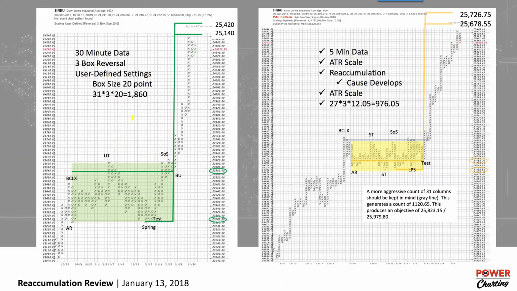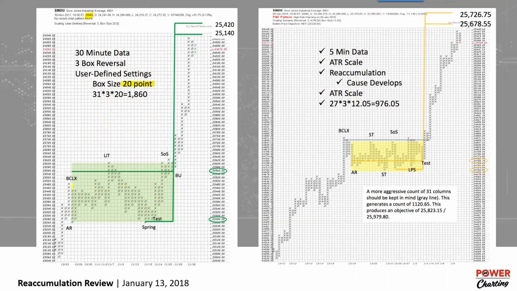Now we're into intraday data. This intraday data is a 30-minute chart, and we're using the 3-box reversal method with a box size of 20. We often do that where we'll look at the ATR scaling, and then say, okay, let's round to a round number. ATR scaling might have been 21.63 or something, who knows, but we will round it to the round number.